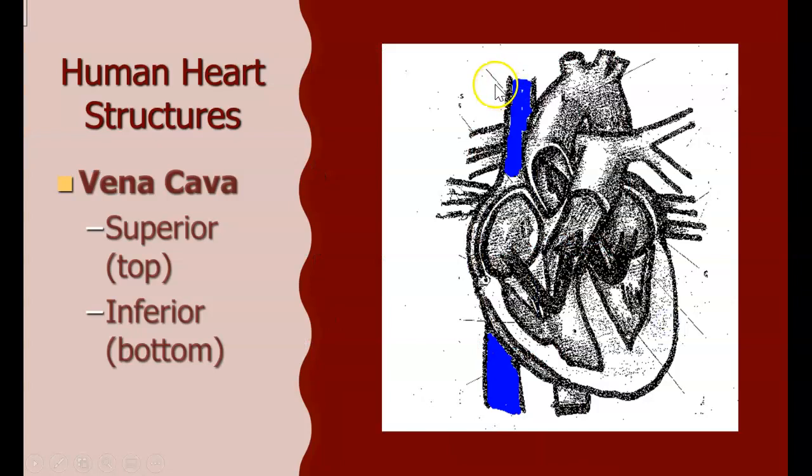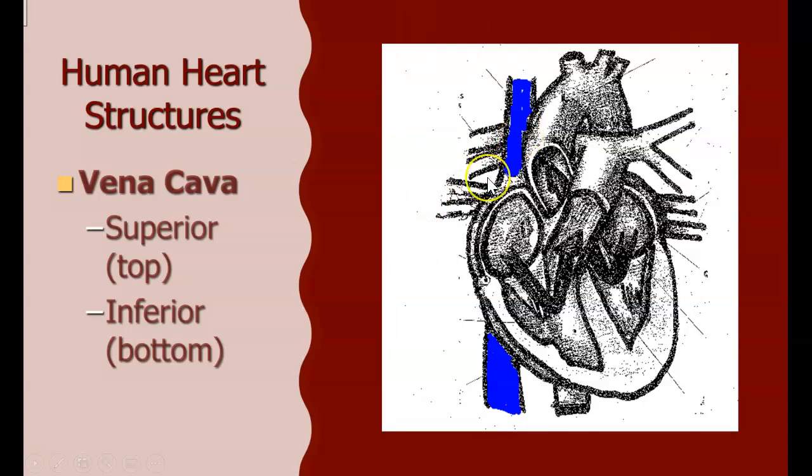So we're going to follow the path that blood takes as it enters the heart oxygen-poor, goes to the lungs, picks up oxygen, comes back into the heart, and then gets delivered to the rest of the body. The blood is going to enter the heart through the vena cavas. These are large veins.